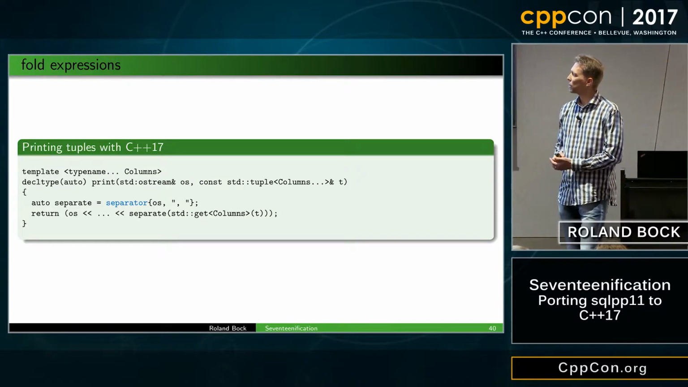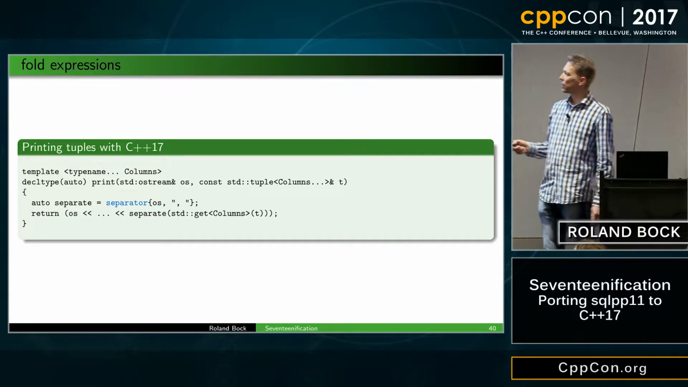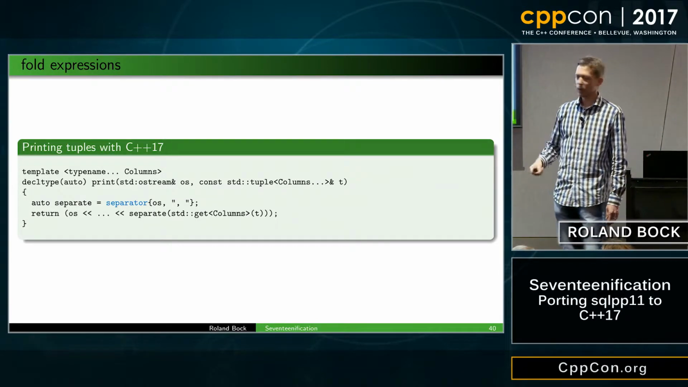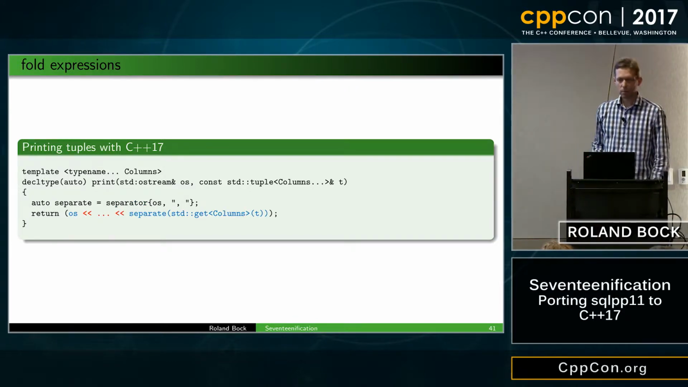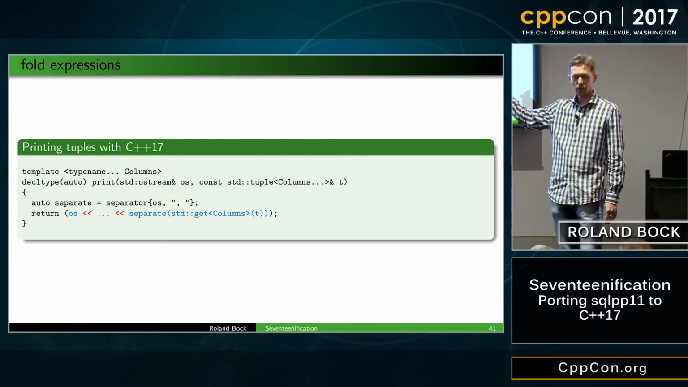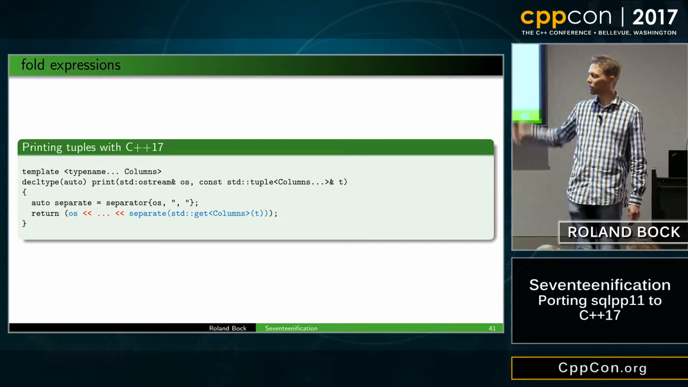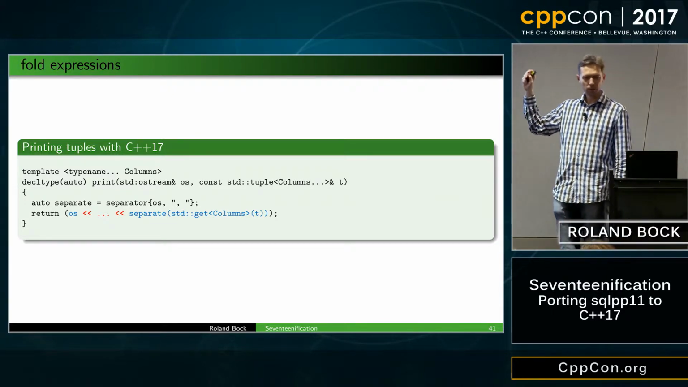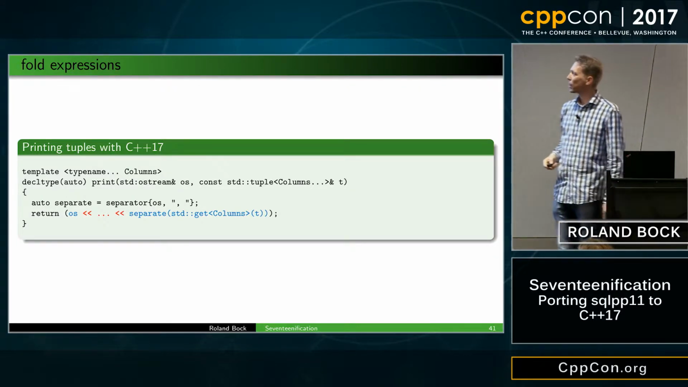And that can be used like this in this code here. So I instantiate a separator with OStream in this case and a comma as a separator, and then I can use that in the fold expression, right? So on the left end, I start with OStream and then just left shift every one of these expressions into the stream.